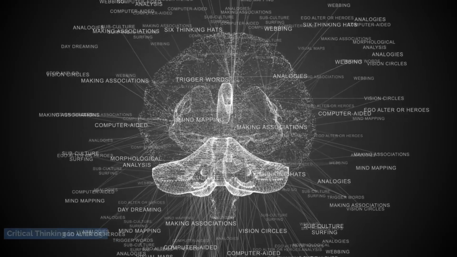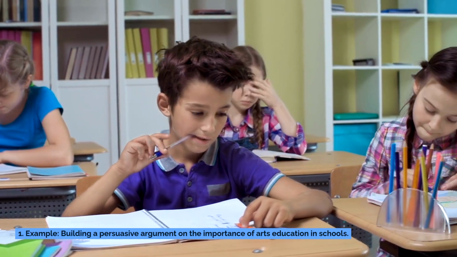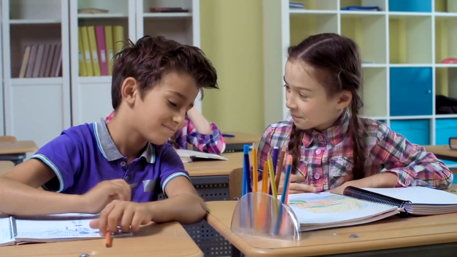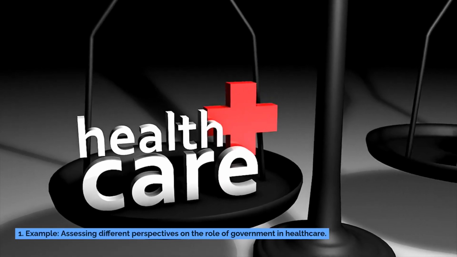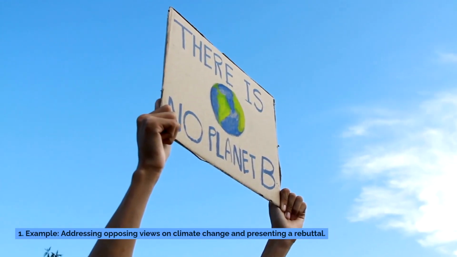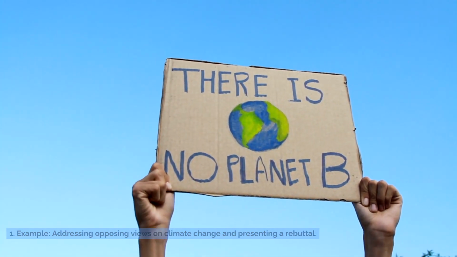Critical thinking in writing. Constructing arguments. 1. Example, building a persuasive argument on the importance of arts education in schools. Evaluating points of view. 1. Example, assessing different perspectives on the role of government in healthcare. Analyzing counterarguments. 1. Example, addressing opposing views on climate change and presenting a rebuttal.